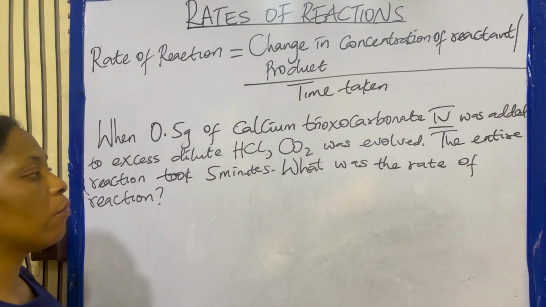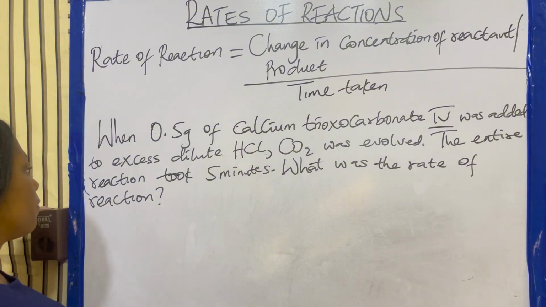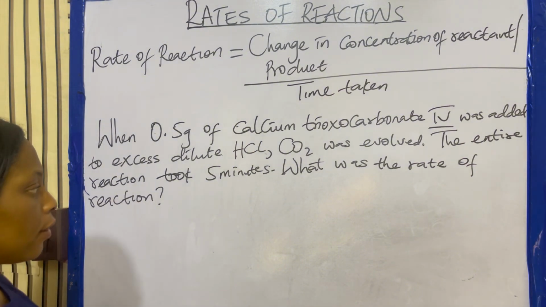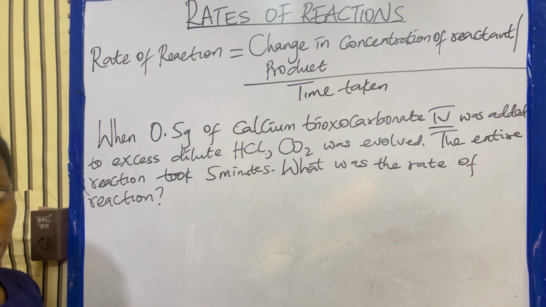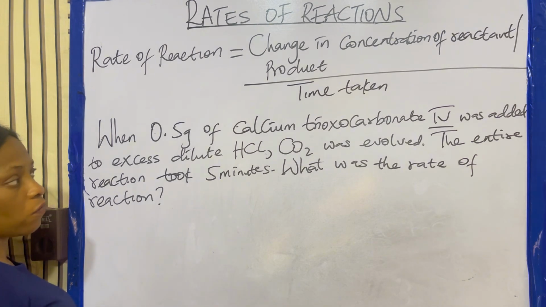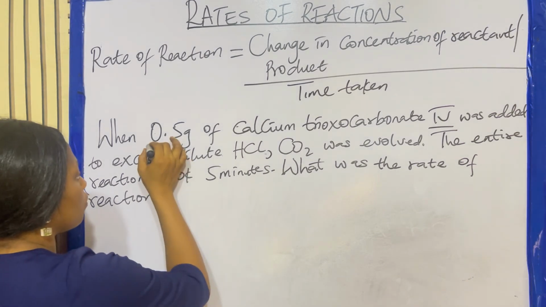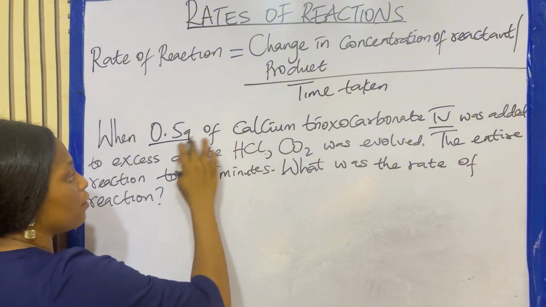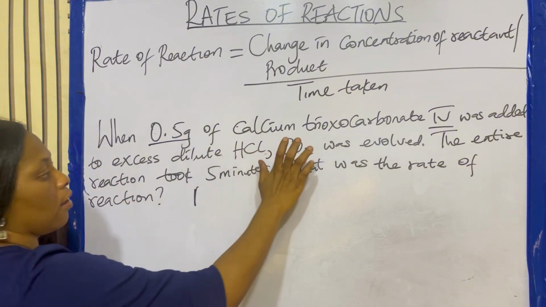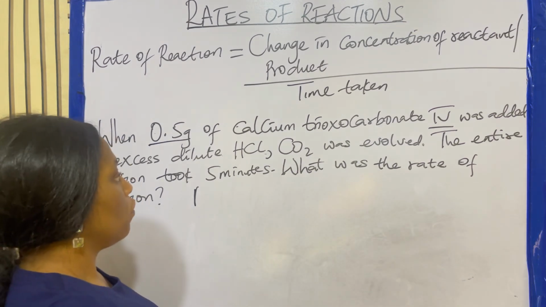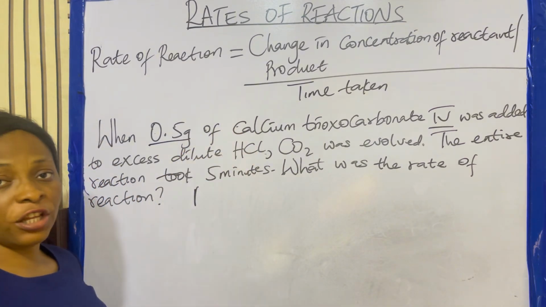So let's look at this. 0.5 gram of calcium trioxocarbonate(IV) was added to excess dilute hydrochloric acid. Carbon(IV) oxide was evolved. The entire reaction took 5 minutes. What was the rate of reaction? Very simple to solve. So we simply put out the mass. This is the mass of calcium trioxocarbonate(IV) added to excess acid. Carbon(IV) oxide was evolved. So this is actually the reactant.